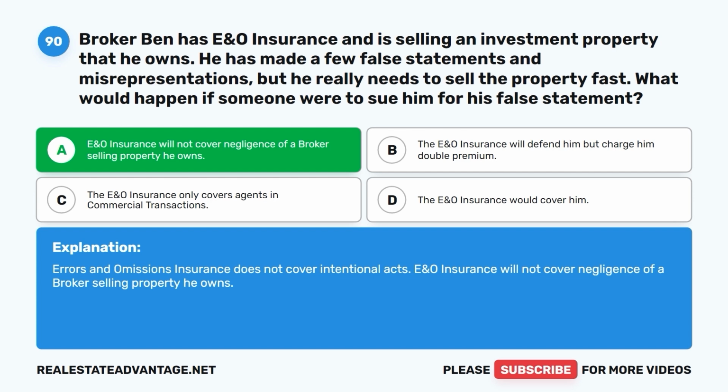Errors and omissions insurance does not cover intentional acts. E&O insurance will not cover negligence of a broker selling property he owns.